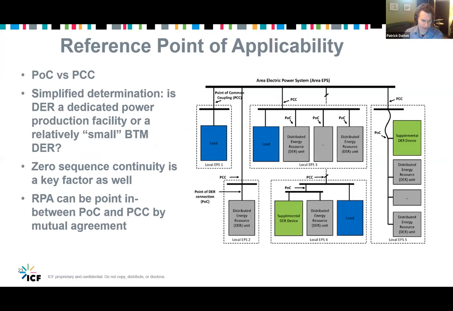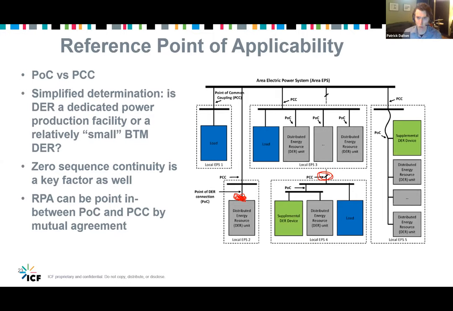So getting into another concept that's really central throughout the rest of the standard is this reference point of applicability. And why this is important is this is the point on the system that all of the interconnection and interoperability requirements apply. So it's the point that you're testing these requirements to. It's where, when you're modeling impacts, you're expecting the response to be seen. And there are two different points. It's either the point of DR connection, the POC, or the point of common coupling, the PCC. And we see in the diagram, the point of DR connection is really the terminals of the DER device, and the point of common coupling is the interface with the grid.